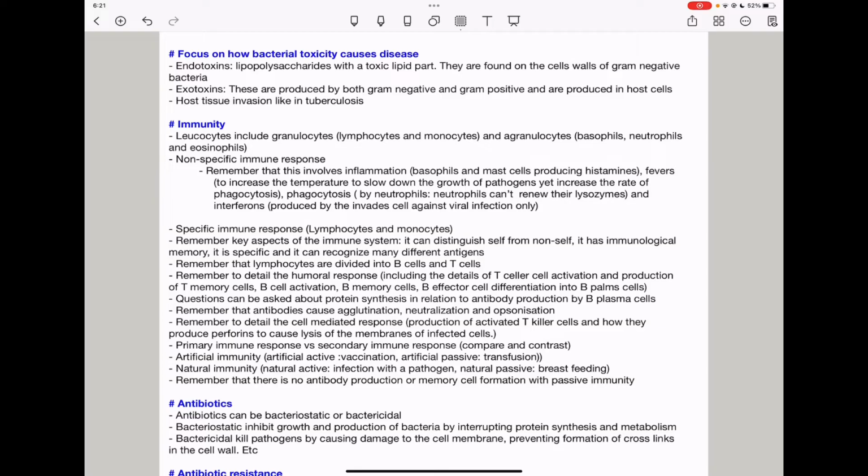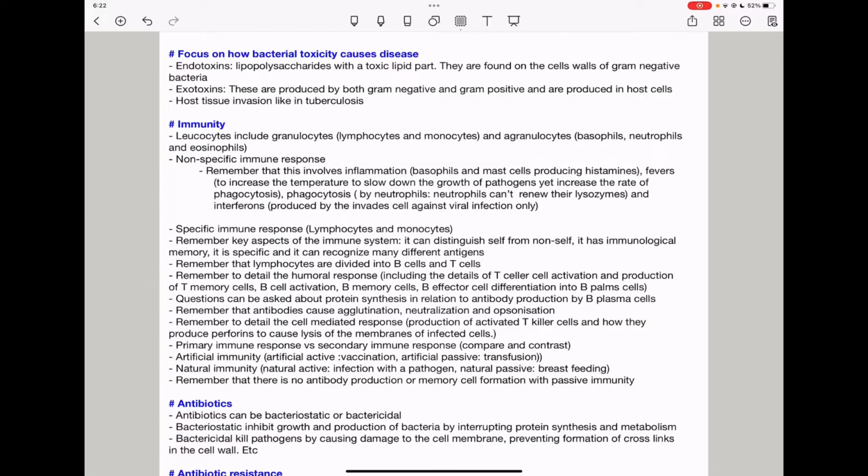When we go to immunity, you need to remember we have leukocytes, which include granulocytes as well as agranulocytes. Granulocytes have granules, and these include the lymphocytes as well as the monocytes. And the agranulocytes include the basophils, the neutrophils, and the eosinophils. On this note, they can ask you about non-specific immune response. Remember, it includes inflammation, fevers, phagocytosis, as well as interference.